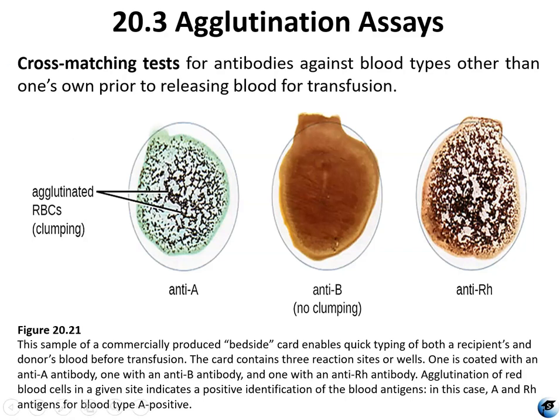So this one here is showing a really rapid method of typing a recipient and a donor's blood before they perform a transfusion. So they set this up just on a card, and you have 3 little wells, and each one of them is coated with a different antibody. One is an anti-A, one is an anti-B, and one is anti-Rh. And then if you see agglutination of red blood cells in any of these, then it indicates which of the types that you have.